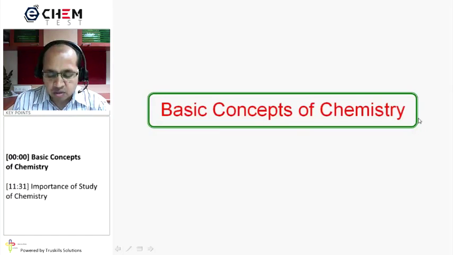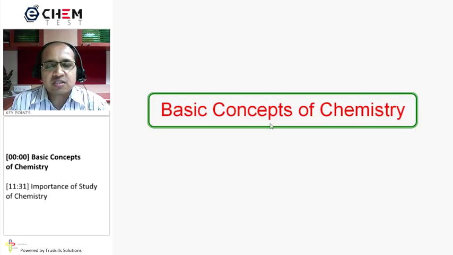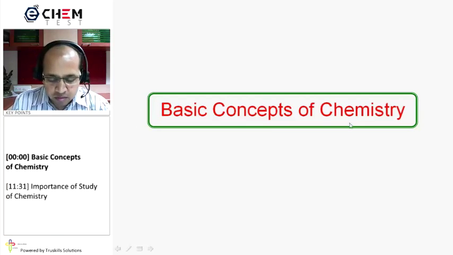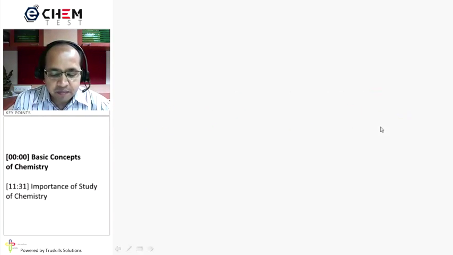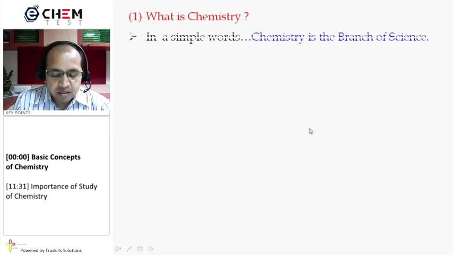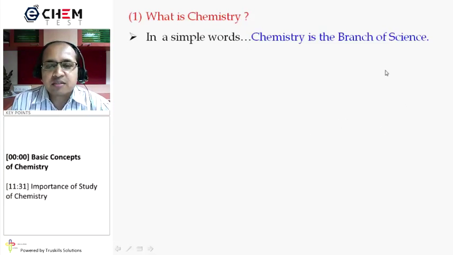Basic concepts of chemistry. Before I start this chapter, let me ask you, what is chemistry? What do you feel? Chemistry is the subject which is related to what? In simple words, I can say that chemistry is a branch of science.